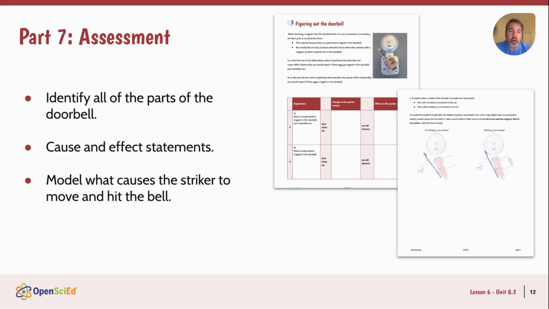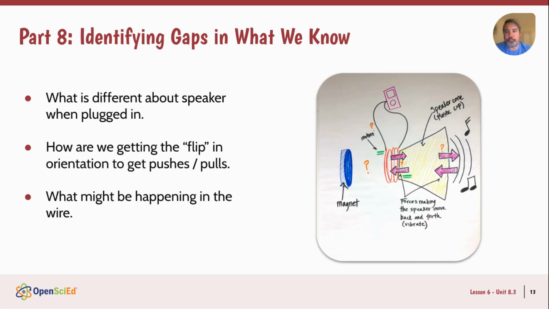So this is the start of day 3. And this is where they're going to take that assessment about figuring out the doorbell. First, they're going to write some cause and effect statements, and then they're going to do a little bit of modeling to explain how the striker can actually move and hit the bell. And you'll notice it has the coil and all that good stuff, just very similar to what we've been doing. But again, we're applying it to something a little bit different from what we've seen before.